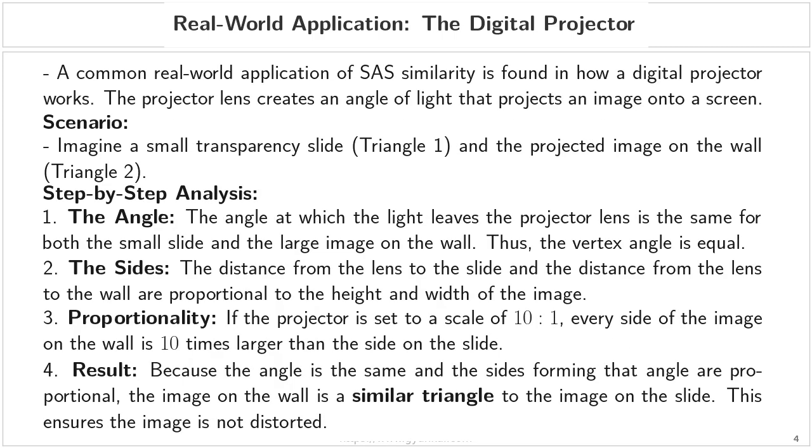Finally, we reach our result. Because we have verified that the angle is the same and the sides forming that angle are proportional, we can conclude that the image on the wall is a similar triangle to the image on the slide. This mathematical similarity is actually very important. It is exactly what ensures the image on the wall remains clear and is not distorted. However, be careful. As we will see in the next slide, if that angle were not perfectly aligned between those sides, the image would look stretched or warped.